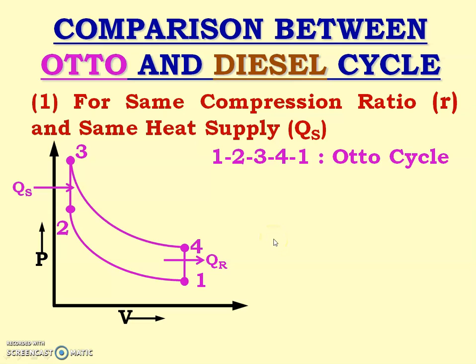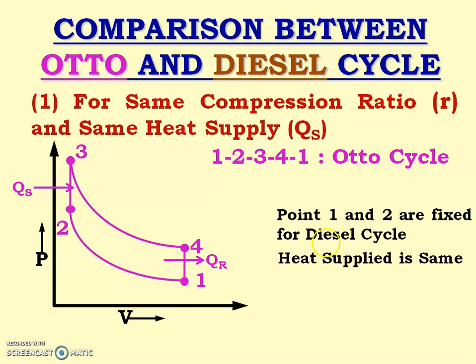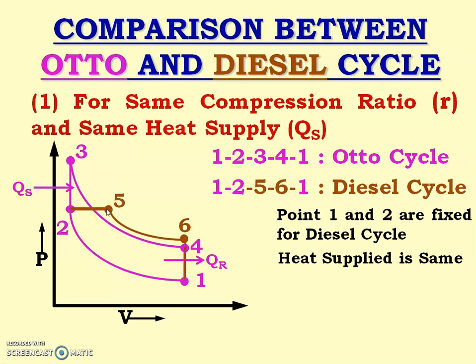So in that case, if I have to draw the diesel cycle on the Otto cycle in such a way that 1-2 points are the same, then I can draw like this. Point 1 and point 2 are fixed for the diesel cycle and heat supply is the same. So let us draw. So 1 to 2 is the same. 2 to 5 is the heat supply in the diesel cycle, which is equal to 2 to 3 in the Otto cycle. 5 to 6 expansion and 6 to 1 heat rejection.